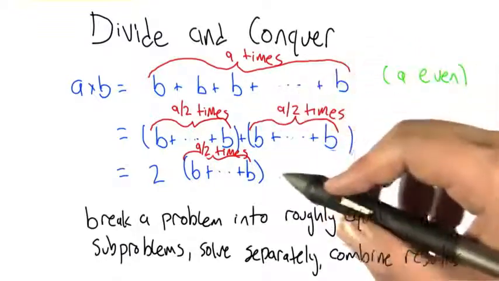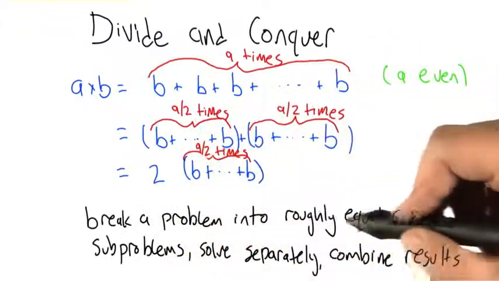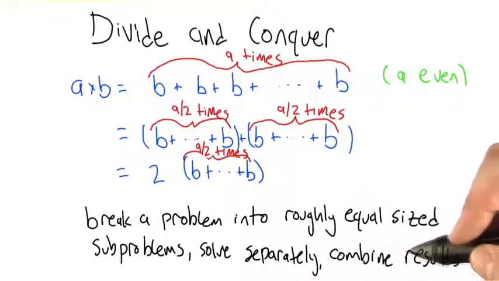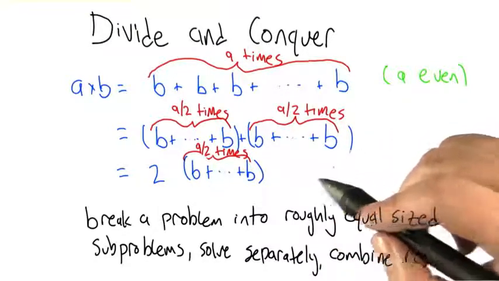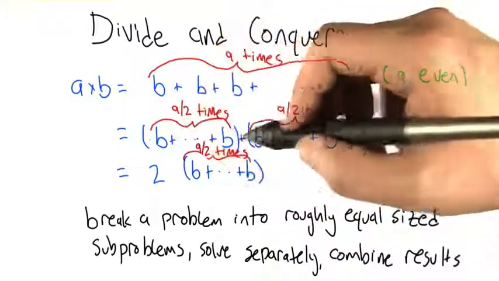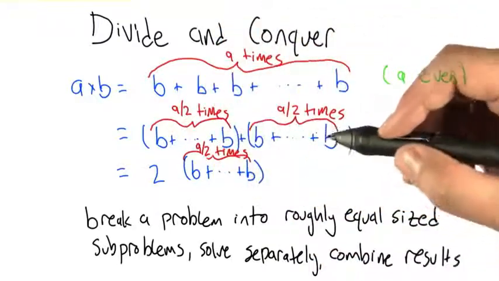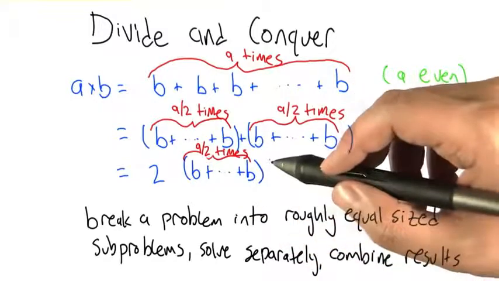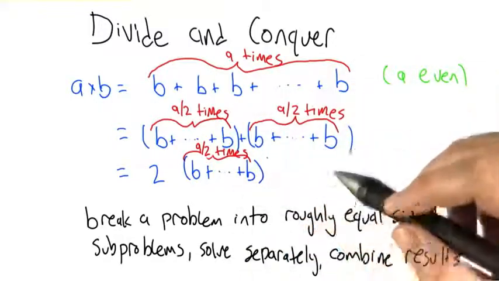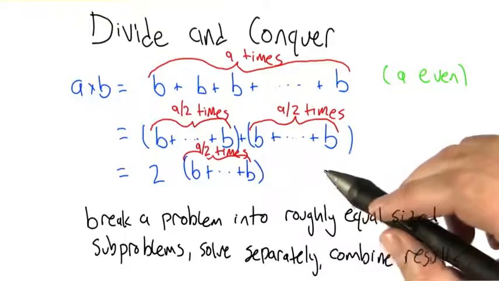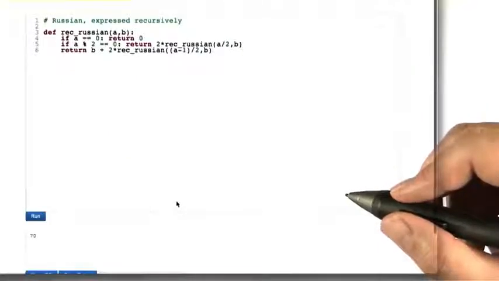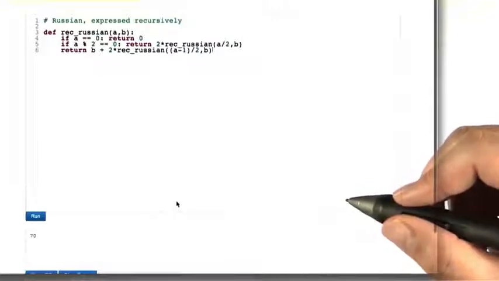The idea of divide and conquer is that you can break a problem into roughly equal-sized subproblems, solve the subproblems separately, and combine the results. And in this particular instance, the subproblems themselves, these two sums, are identical, so it only has to be done once. So you're saving yourself half the effort every time that you do this. Half keeps compounding, and that's how we get down to a logarithmic number of steps instead of a linear number of steps.